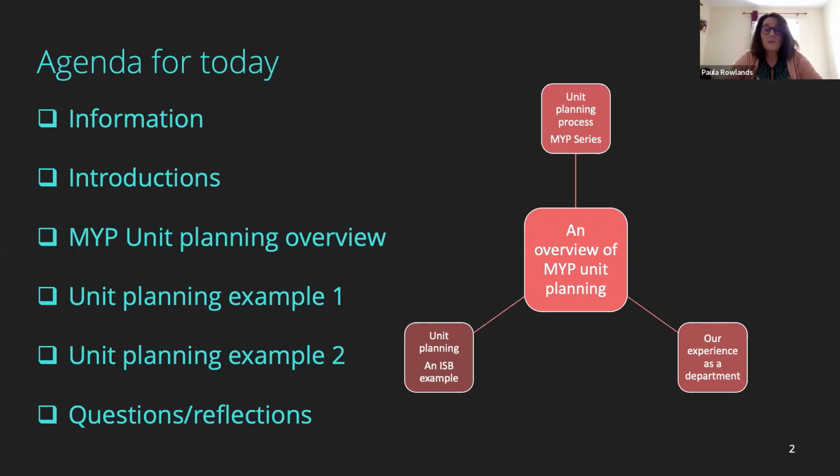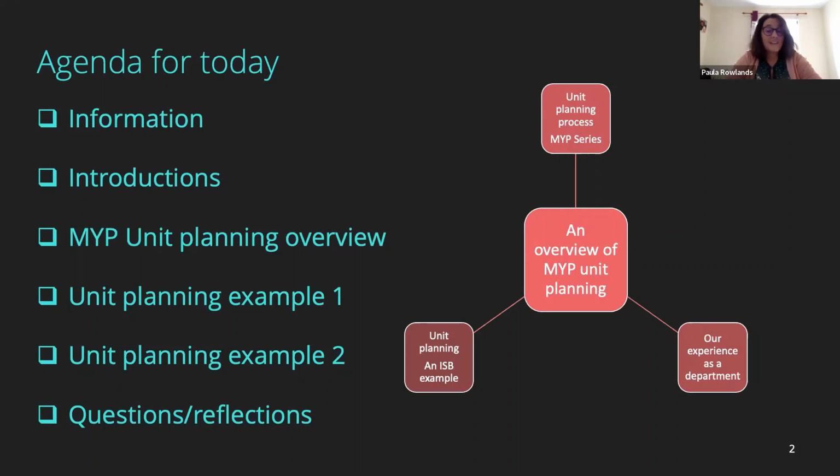Then I'll share my approach to designing one of the MYP units that's associated with the congruency chapter from the MYP 4 and 5 standard textbook. And I'll show how it fits in with the unit plan that we've written.